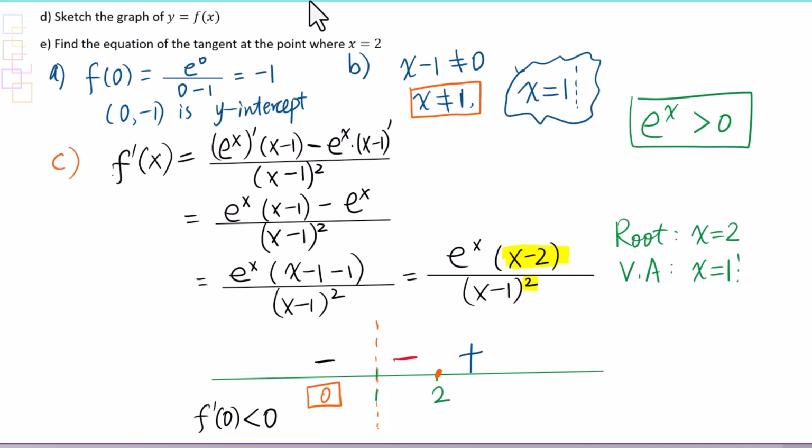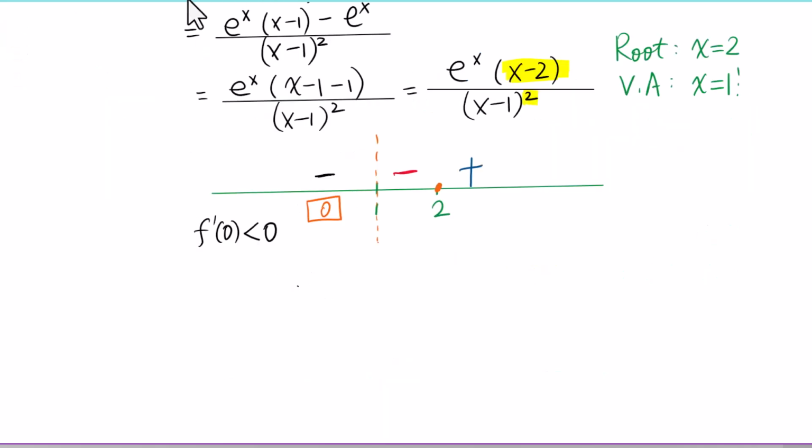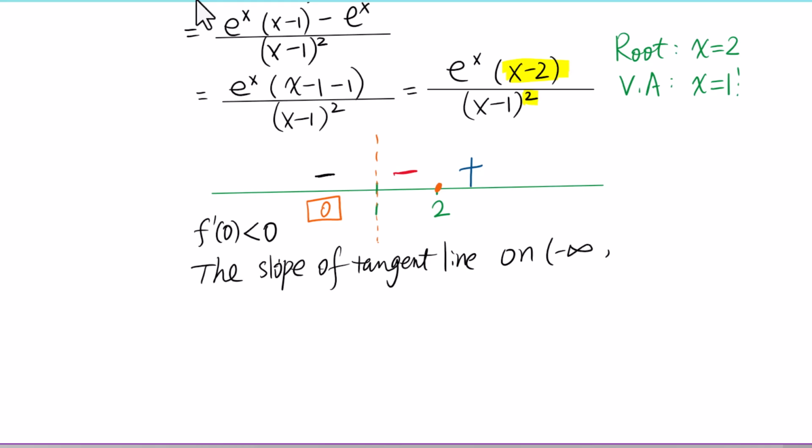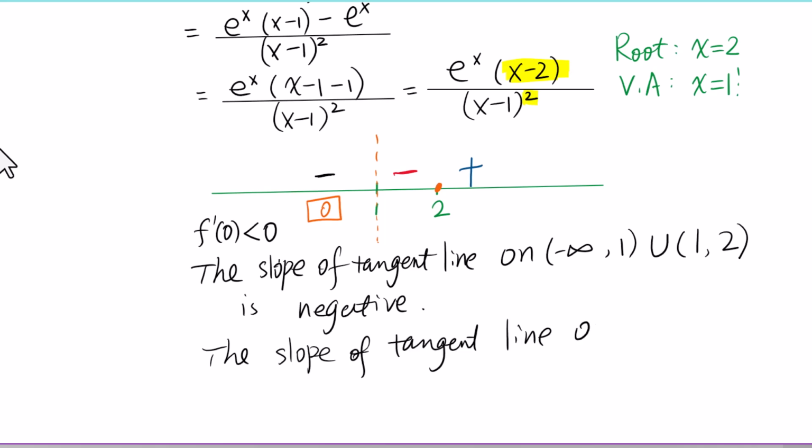Geometrical significance. The slope of a tangent line on the interval negative infinity to 1 union 1 to 2 is negative. The slope of a tangent line on the interval 2 to positive infinity is positive.